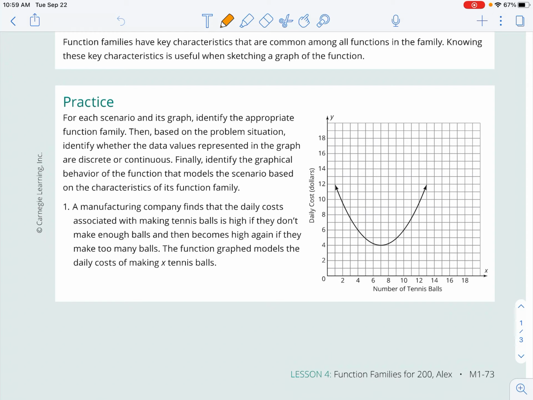Then identify the graphical behavior of the function. Okay, so on number 1 here, first off, I notice it's U-shaped. Anytime I see U-shaped, what comes to mind is it's a quadratic function.